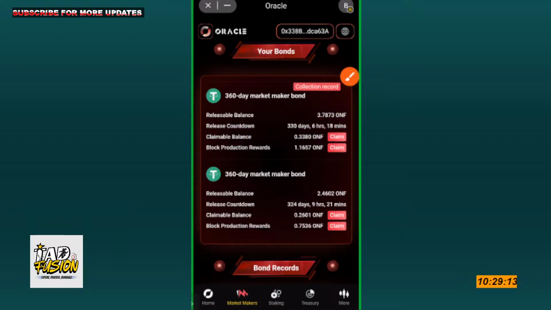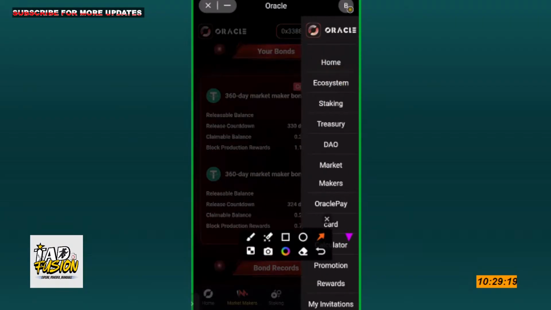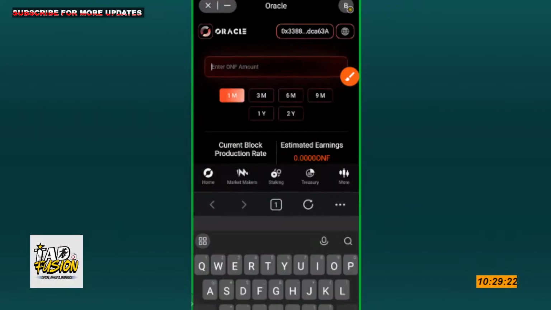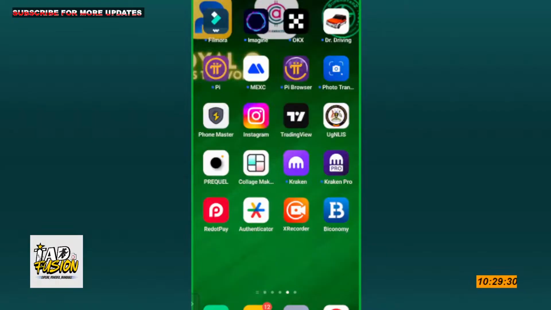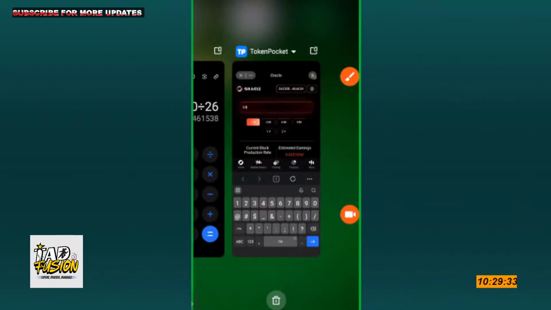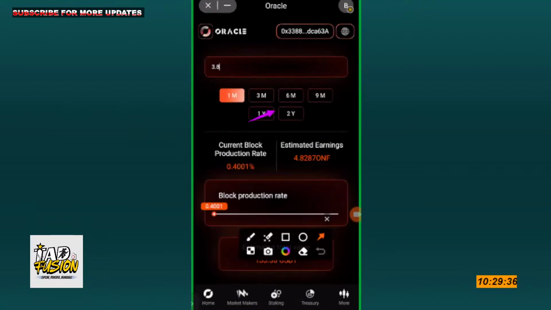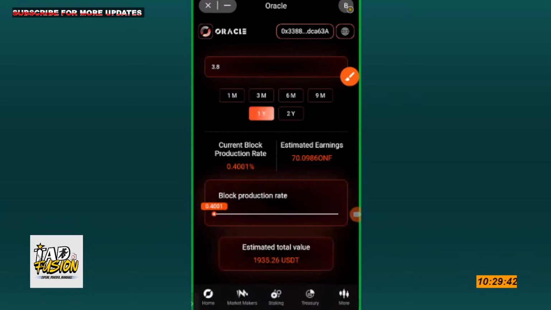And I said claimable balance is your capital. Therefore, when I come here and click on more, then I click on calculator. If I put in the 3.8 tokens that I got, and I am staking them for a period of 1 year, I'll click on 1 year. When I click on 1 year, I will have 70 tokens of ONF after 1 year.